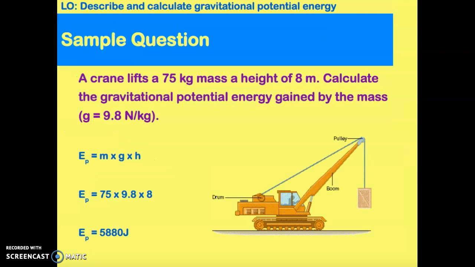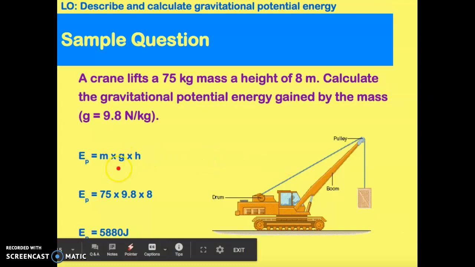So let's look at an example. A crane lifts a 75 kg mass a height of 8 meters. Calculate the gravitational potential energy gained by the mass. In this question, however, instead of assuming that my gravitational field strength is 10, I've actually been told that it's 9.8.